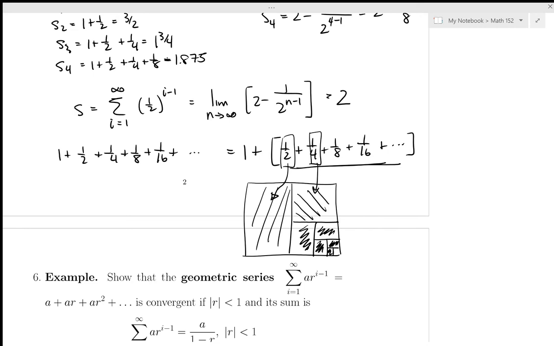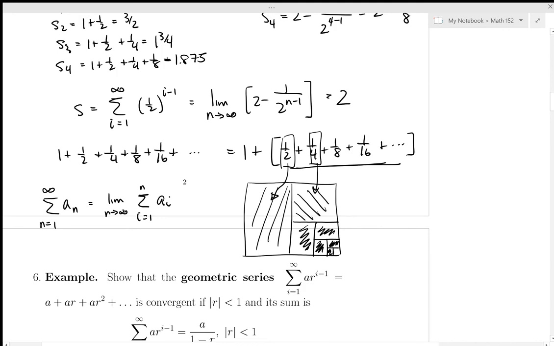Okay, we could also be clear about this. If I write this like this, the sum of the a_n as n goes from 1 to infinity, that really is what I mean, is the limit as n goes to infinity of the sum of i equals 1 to n of a_i.